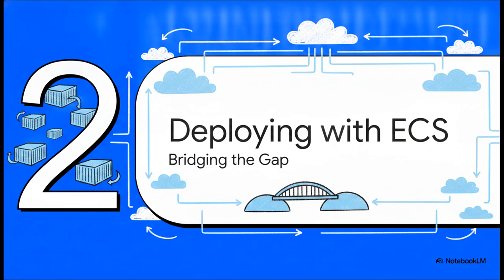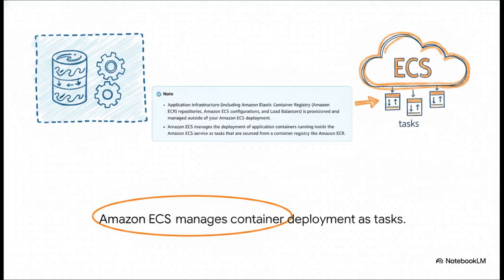Okay, moving on to deploying with Amazon ECS and how it really bridges the deployment gap. What's great about ECS is that it establishes this beautifully clean separation of duties. The boundary is crystal clear. Your application infrastructure, things like your ECR repositories, configurations, your load balancers, all of that is actually provisioned and managed completely outside of your ECS deployment. ECS has one highly focused job, just managing the deployment of those containers as tasks.